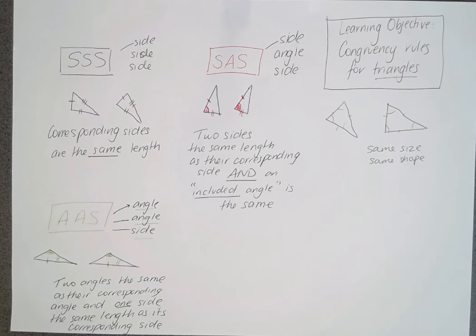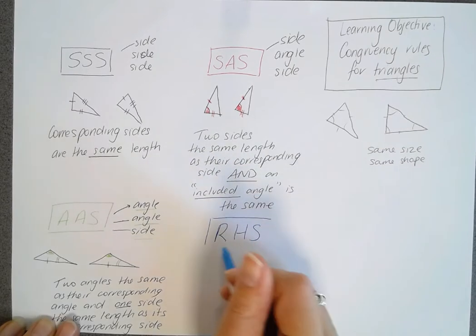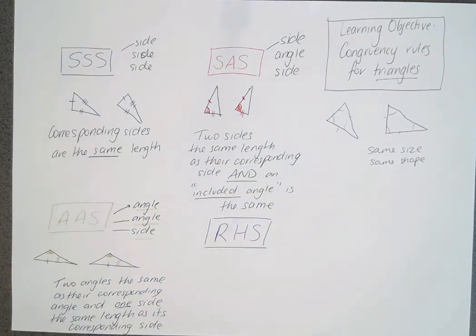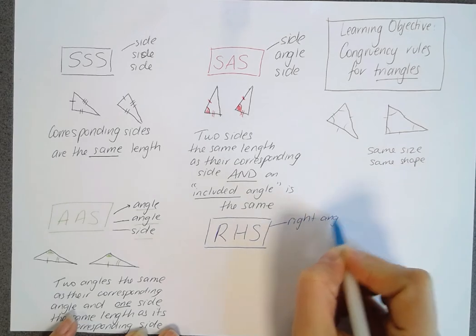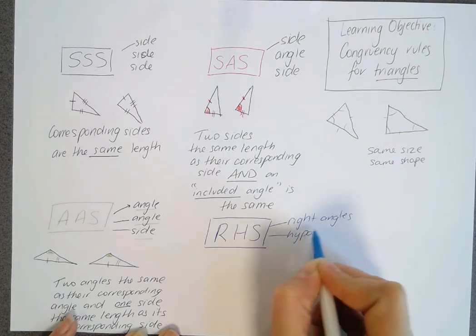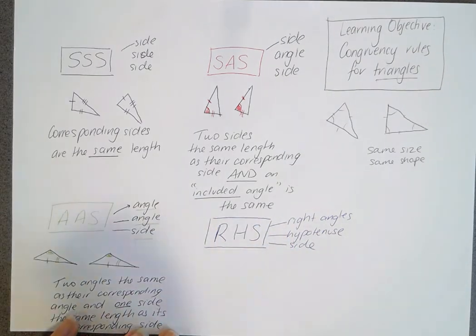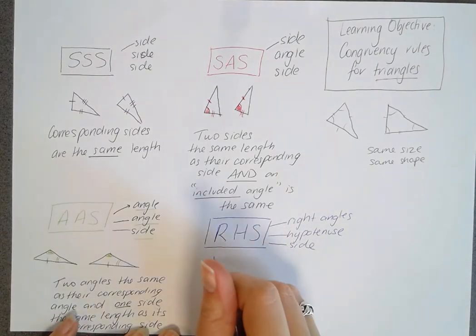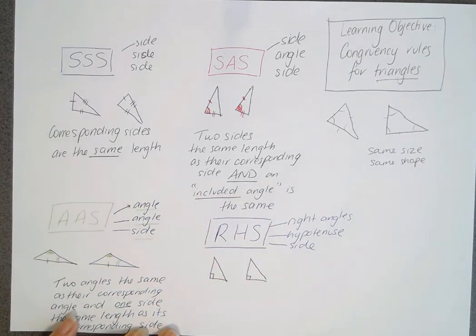And our final one is a bit different. It's RHS. And RHS is a little bit different because it's not just about sides and angles, it's about special sides and angles. And this time it's about right angles, hypotenuse, and another side. So this means it has to relate to right angle triangles here. Right angle triangles only. So as soon as you see a right angle, you might go, all right, this might be related to this one.